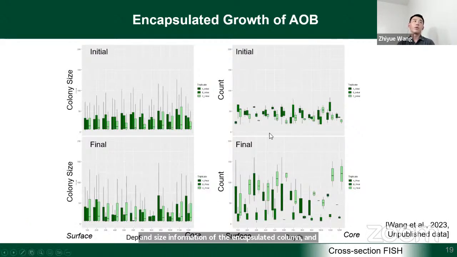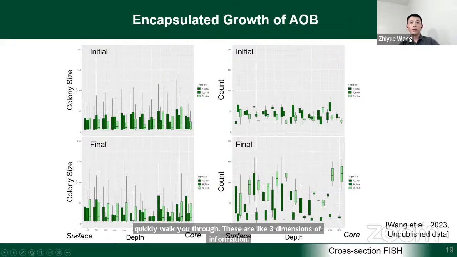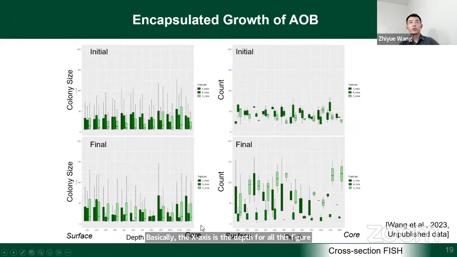So this is the result that we have. I can quickly walk you through. These are three dimensions of information. Basically, the x-axis is the depth for all these figures, from the surface, which is 0, all the way to the core, which is 1,200. On the y-axis, we have colony size on the left, and counts on the right. The different time points: the first row is initial, before incubation, and the final is after incubation.